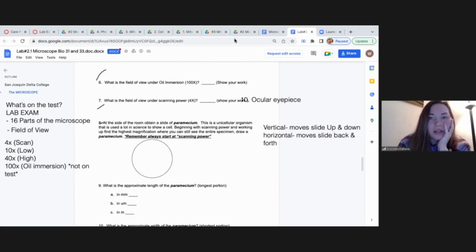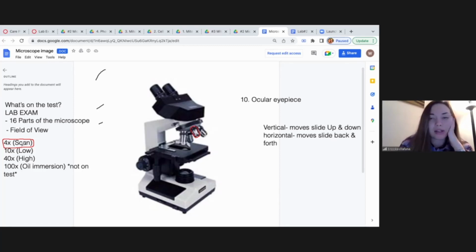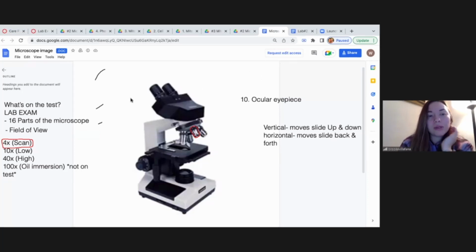So when it's talking to you guys about the high power, low power thing, what it's trying to explain is the objectives. One of these, you need to use the matching colors. This is scanning, which looks at the slide from far away, so it's actually not very magnified. It's only 4 times magnified. Kind of like if you're using your iPhone to take a picture, if you zoom in a lot, you're doing more times of magnification than if you zoom in less, right? So 10 times low is the next one.